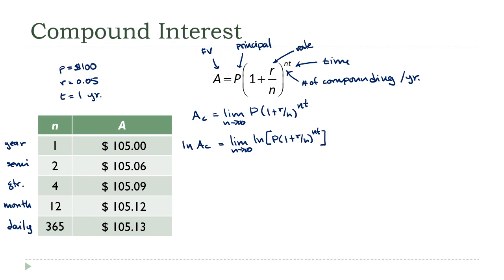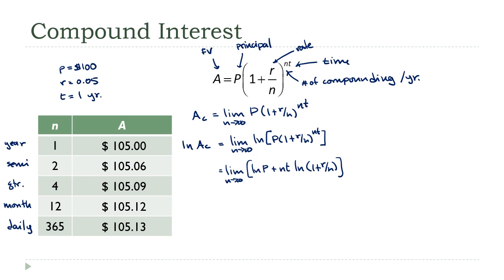All right, now I'm going to apply some logarithm rules. I'm going to split up that product, and I'm going to bring that exponent out. So this is going to become the limit as n approaches infinity of the log of P plus nt times the log of 1 plus r/n.